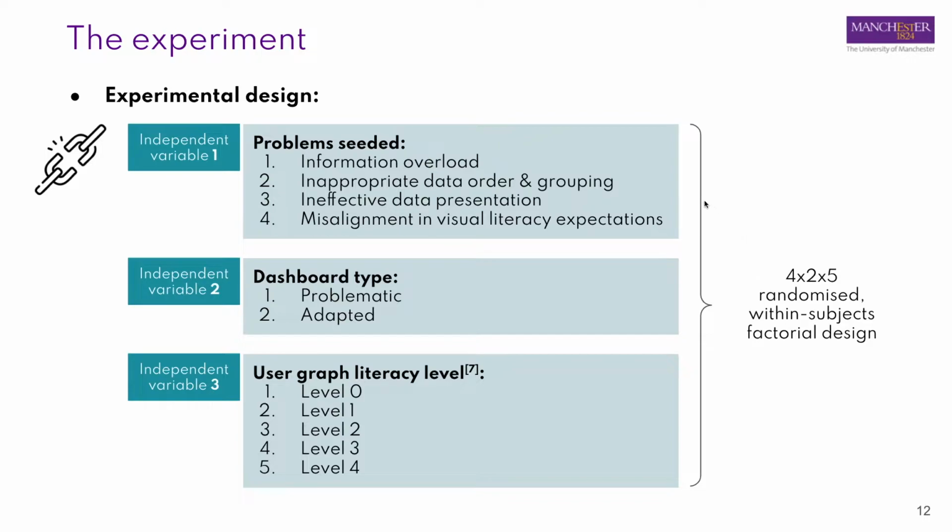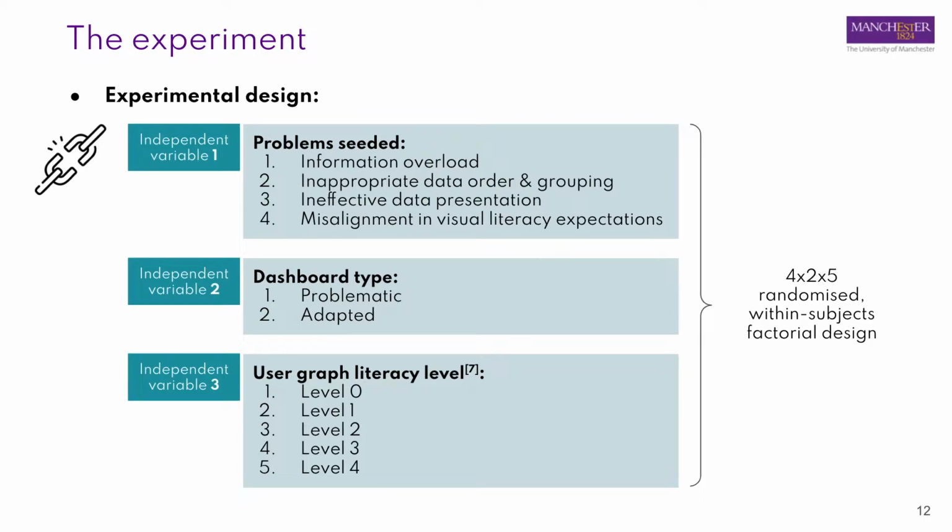The first independent variable was the problems that we seeded into the dashboards. The first one was information overload, where dashboards show too much information to the users. The second one is inappropriate data order and grouping, where the information shown on the dashboard does not follow a coherent narrative and does not facilitate meaningful comparison. The third one is ineffective data presentation, where some charts are less effective in communicating the data than others. For example, pie charts as compared to bar charts.